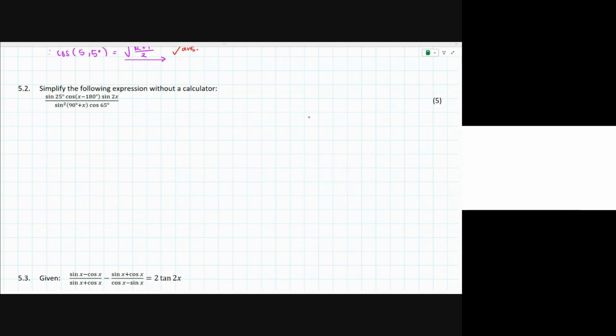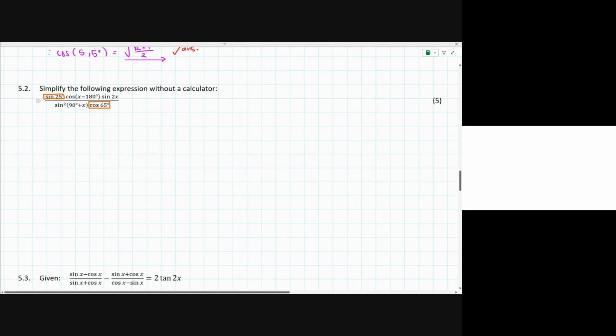So this question says, simplify the following expression without a calculator. Now, guys, when I approach these questions, I just go step by step. Have a general overall look at what you're dealing with, but go step by step. So when I say have an overall look, there's a couple things I'm going to point out and then we'll deal with them in a second. So the first thing I want you to bear in mind is that there are 2 angles that are just acute angles. We've got sine 25 and we've got cos 65.